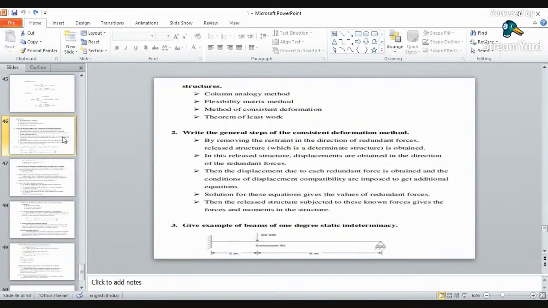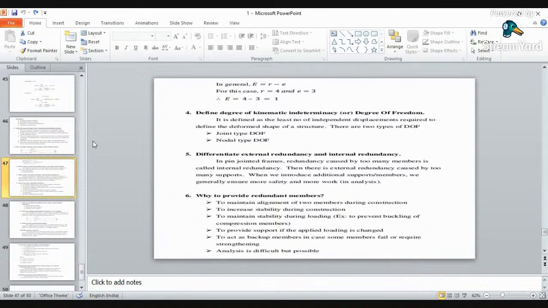The next question is, give an example of a beam of 1 degree static indeterminacy. See here, one joint is a fixed joint and the other joint is a roller joint. The fixed joint has three unknowns, the roller joint has one unknown. So the total number of unknowns is 4, minus the 3 basic equilibrium equations. So 4 minus 3 will be 1.